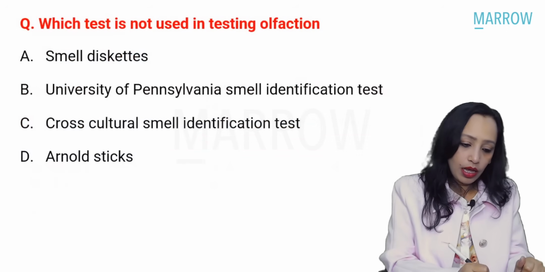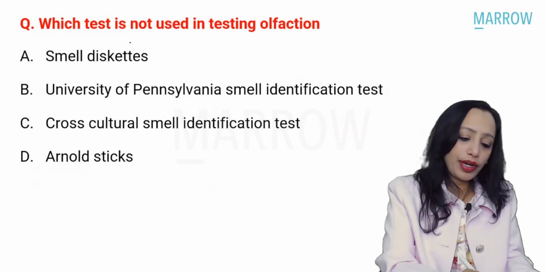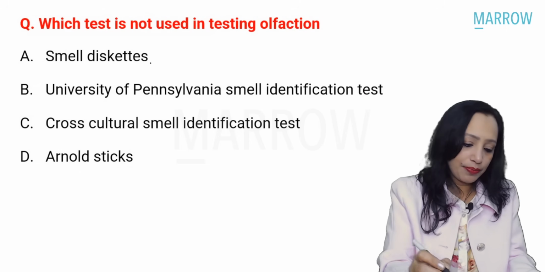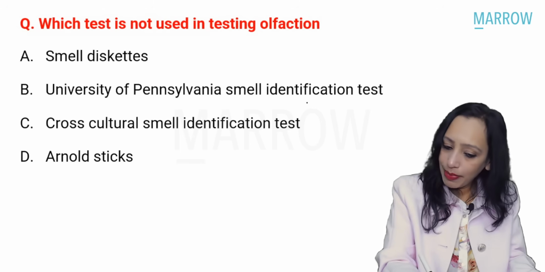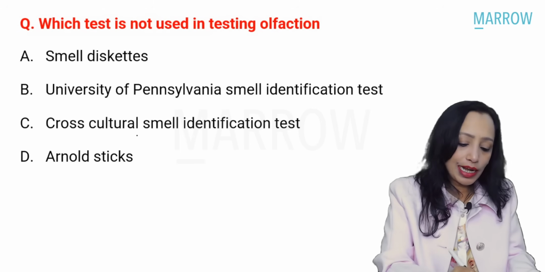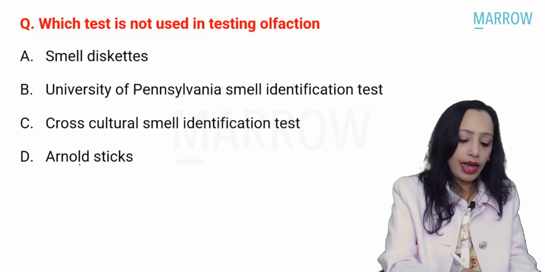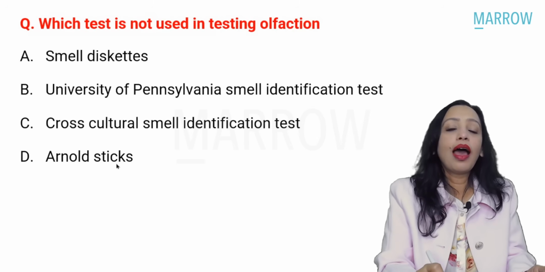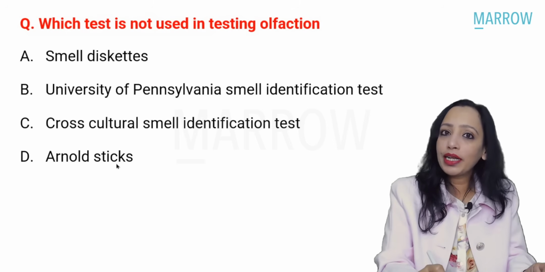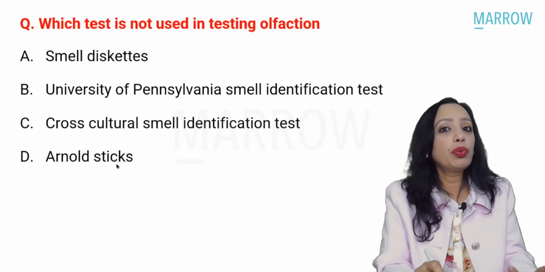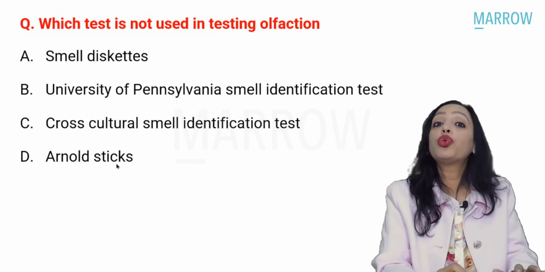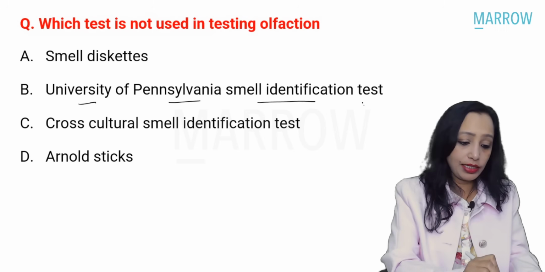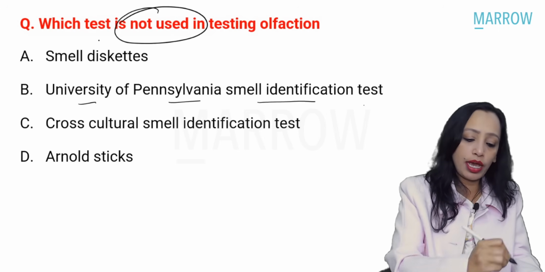Yes. So now coming to the next question, and this is which test is not used in testing olfaction? Smell diskettes, University of Pennsylvania smell identification test, cross-cultural smell identification test, and Arnold sticks. Yes, so testing olfaction has gained significance after COVID. So how do we test olfaction? Out of all these, the most universally accepted and the most widely done is University of Pennsylvania smell identification test. What is asked in this question is not used. Yes, so this is used.